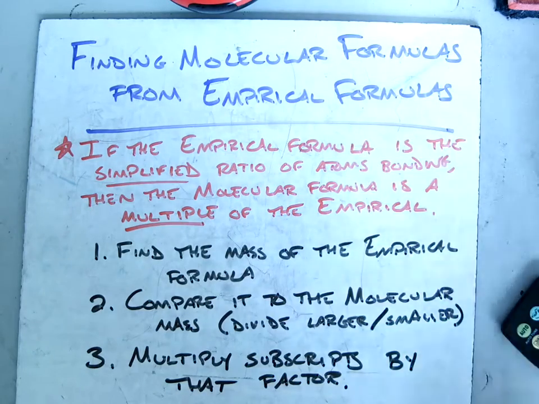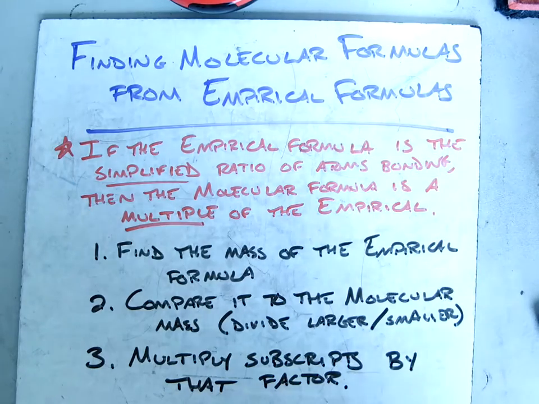Okay, now let's tackle finding molecular formulas from empirical formulas and molar masses. So here are the notes for this. It's good to remember that the empirical formula is the simplified ratio of atoms bonding. So if the empirical formula is the simplified version, then the molecular formula is a multiple of the empirical.